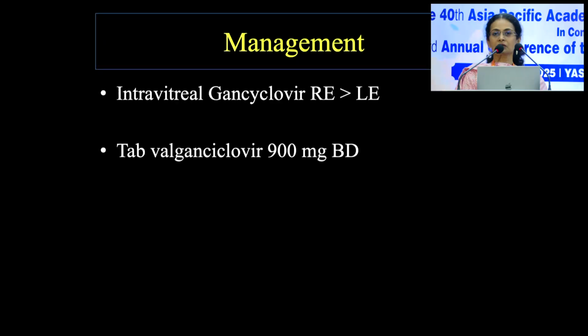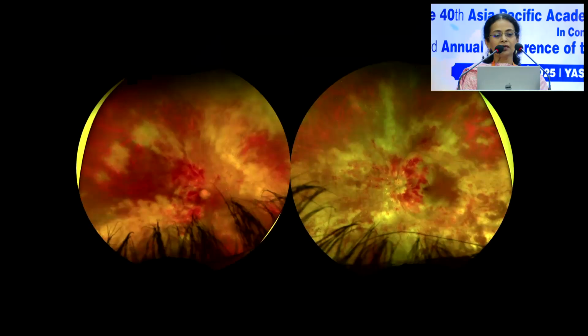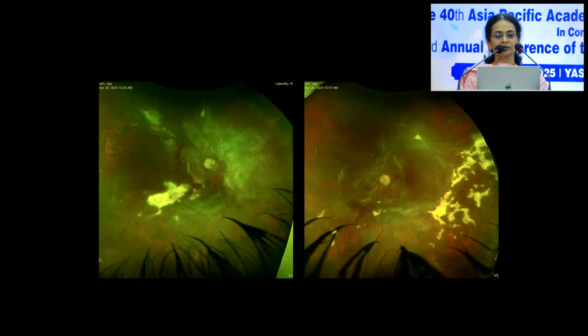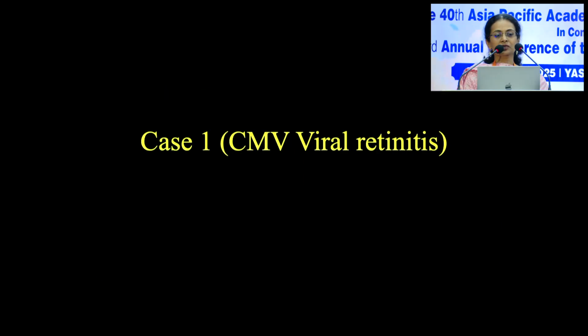He went on to receive multiple intravitreal ganciclovir injections and also oral valganciclovir. This was the baseline presentation, and we could achieve an anatomical outcome to some extent. The lesions resolved very fast. We demonstrated the presence of CMV virus in the anterior chamber, but if it had been done timely, the prognosis would have been much better. So this was a case of CMV viral retinitis.